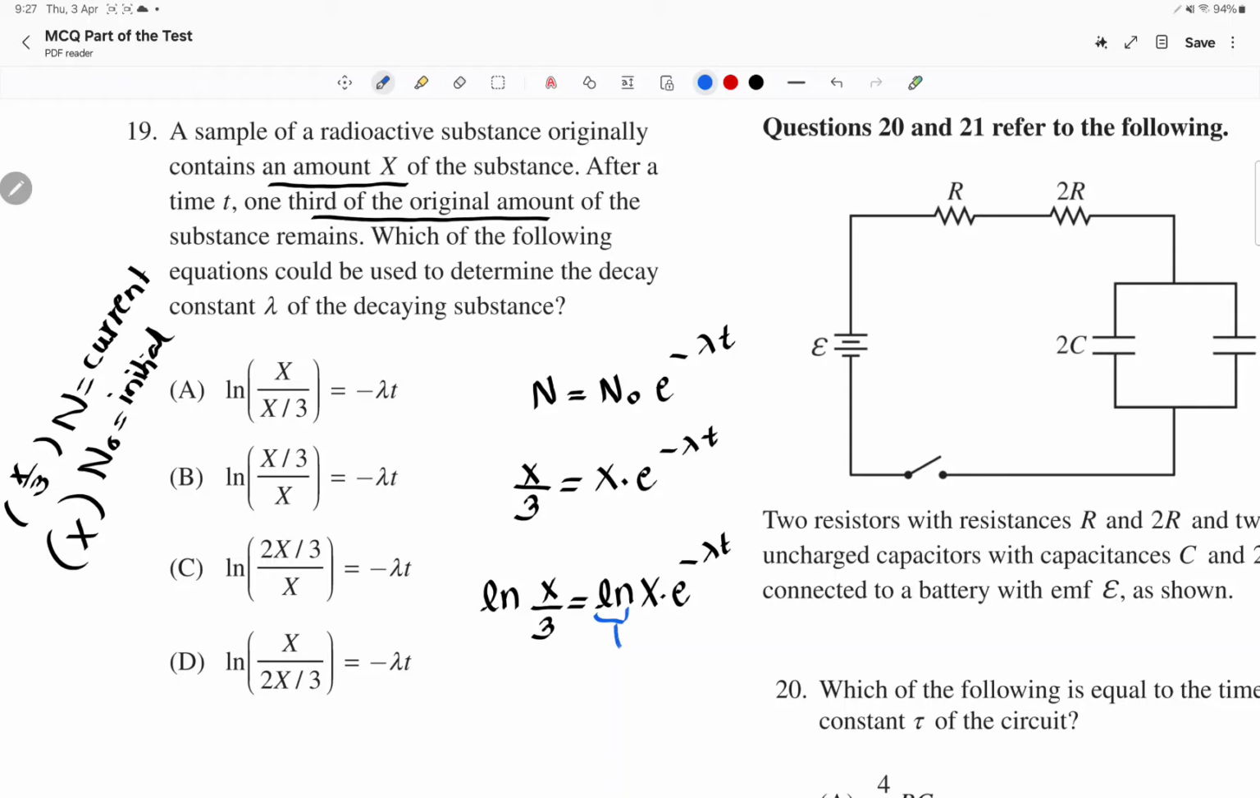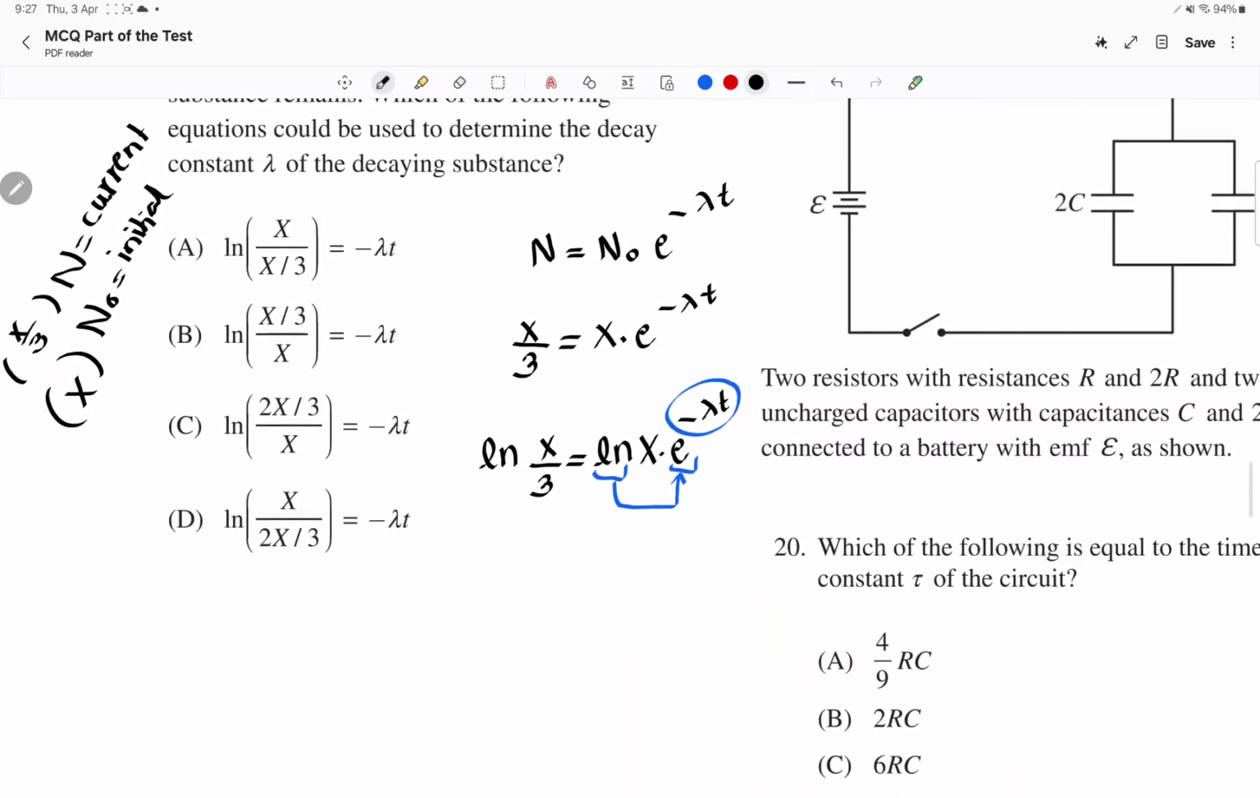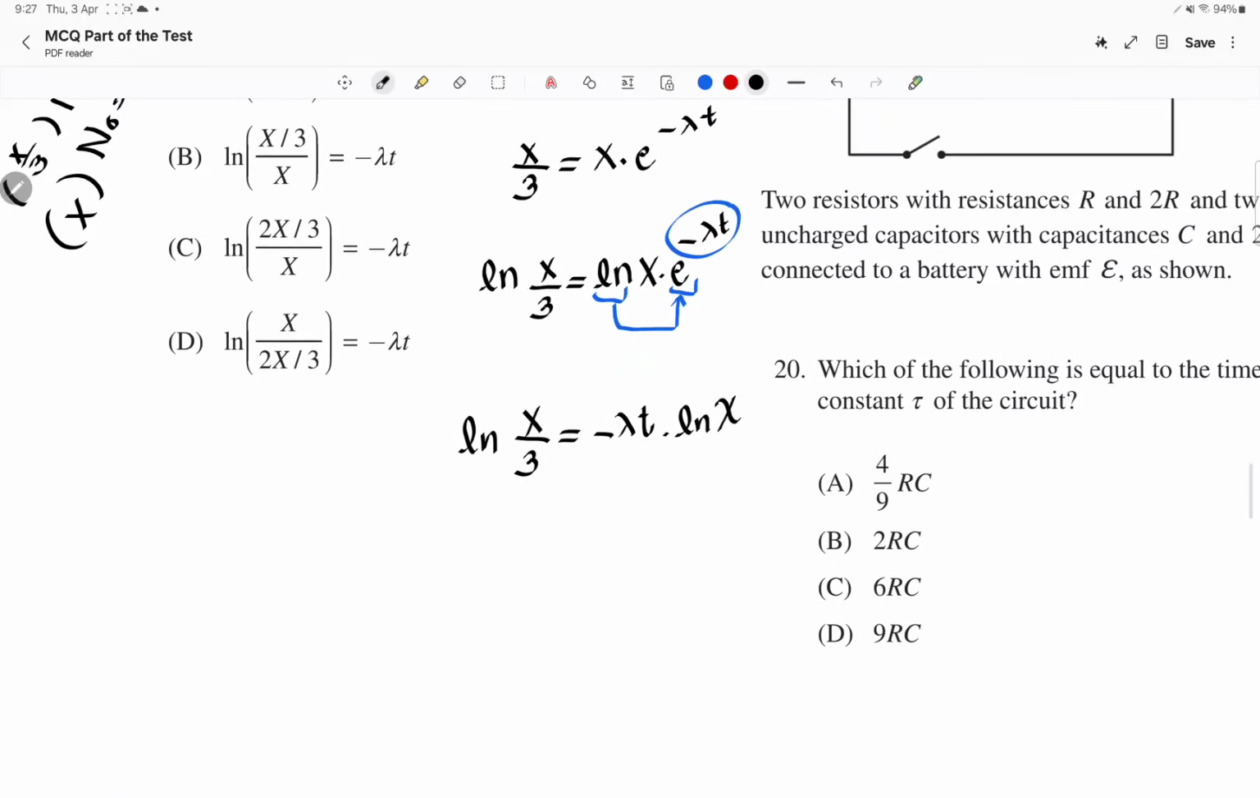Now ln and e will simply cancel: whatever is in the power of e will come down. So now we're going to have ln(X/3) equals negative λt, and the e will disappear and just ln X will remain. Okay, and now what I could do is say ln(X/3) over ln(X) is equal to negative λt.